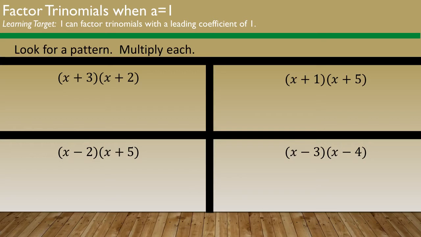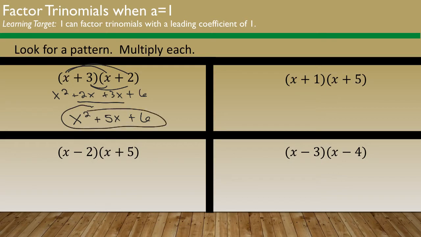So on this first one, if I multiply these two together, I have x times x, that's x squared, plus 2x, plus 3x, plus 6. I'm going to combine like terms. So these are like terms. I get x squared plus 5x plus 6. Okay, so that is the product of these.